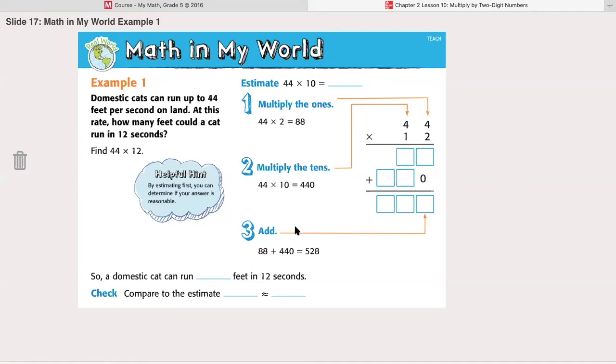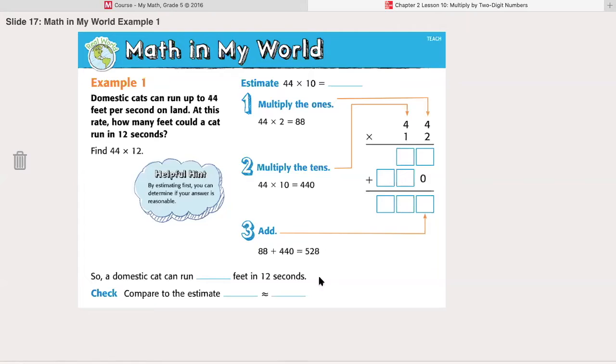Example 1. Domestic cats can run up to 44 feet per second on land. At this rate, how many feet could a cat run in 12 seconds? If you read your little helpful hint right here, by estimating first, you can determine if your answer is reasonable. So they're going to ask us to estimate first, then find our exact product and compare the two to see if our answer is reasonable.